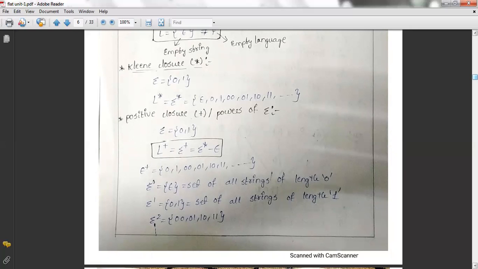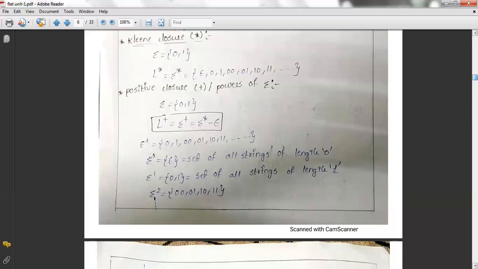So what is the language we are going to get for that particular string? First you can get epsilon, 0, 1, any number of zeros, any number of ones, any number of zeros followed by ones, ones followed by zeros. So that will be the language here. The closure is also the same thing.